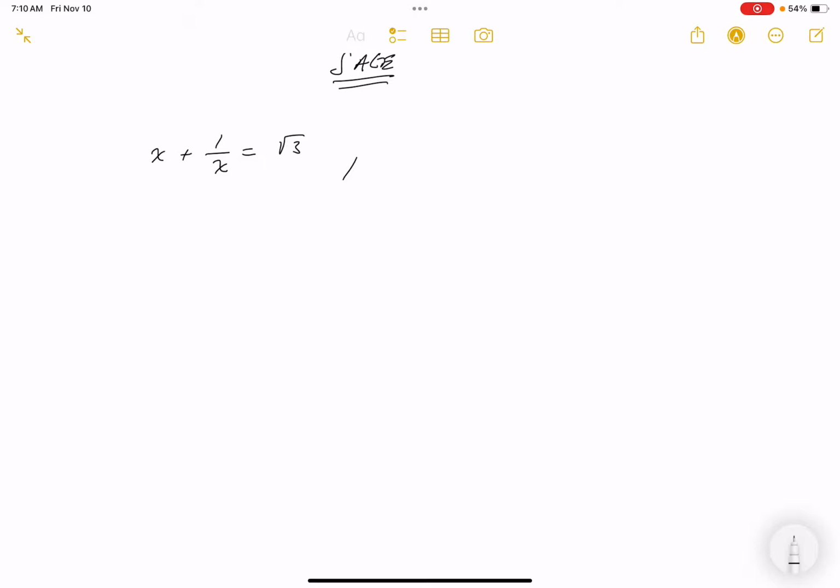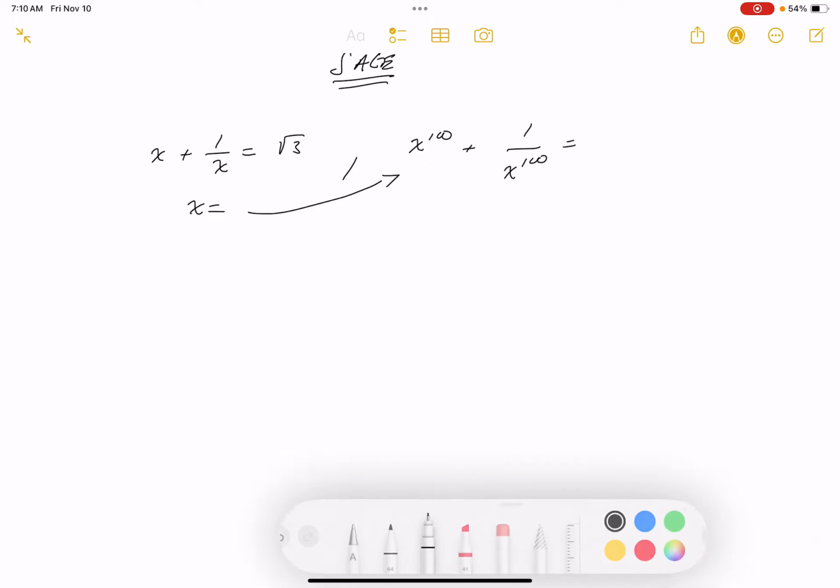And then they ask the question, what's x to the 100 plus 1 over x to the 100? Now, again, what you could do is solve for x and then plug it in. But there's a problem there. And the problem is the 100th power of that number. And there'll be two solutions to that problem, by the way. So what I want to suggest is that probably there's a different way of doing it.